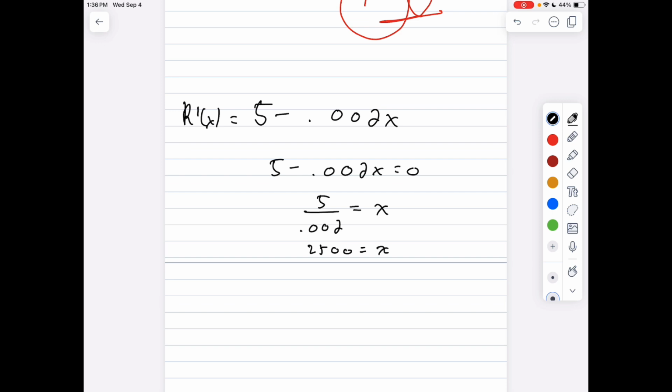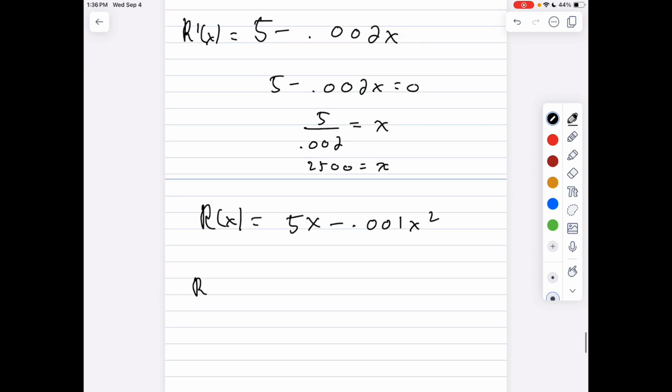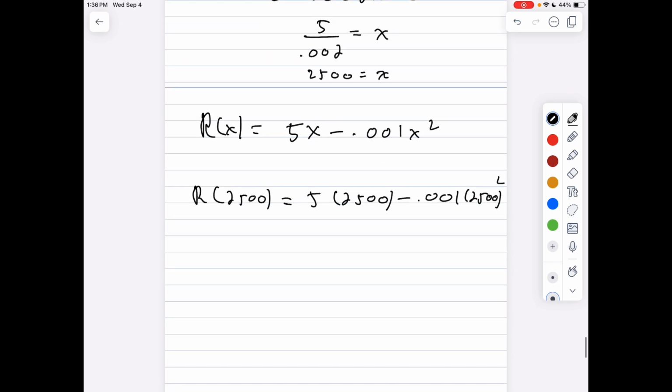Okay, so how do I actually get the maximum revenue? Well, we were told earlier when we were doing part 1 of this video that the revenue here was equal to 5x minus 0.001x squared. So what you would do is you would just plug in 2,500 into here and see what you get out of it. 2,500 squared, and we're interested in answering.